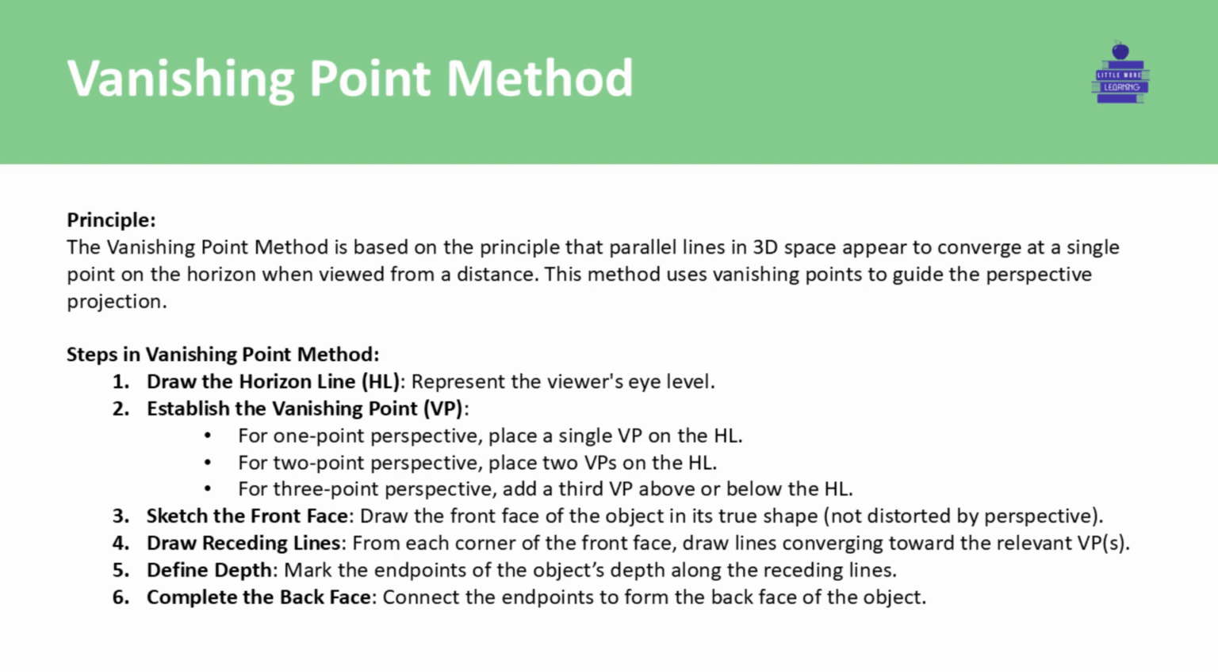After establishing your vanishing points, you'll draw the front face of your object in its true shape. This is the only part of your drawing that won't be distorted by perspective. From there, you'll draw lines from each corner toward the appropriate vanishing points, creating a framework for your entire drawing.